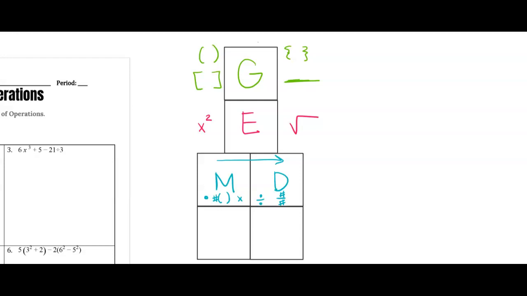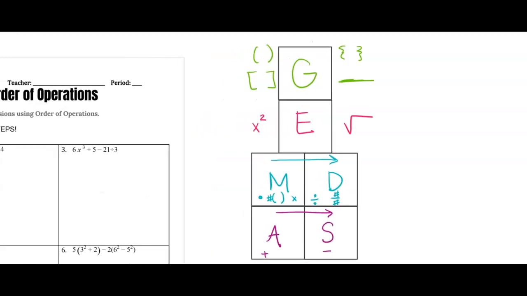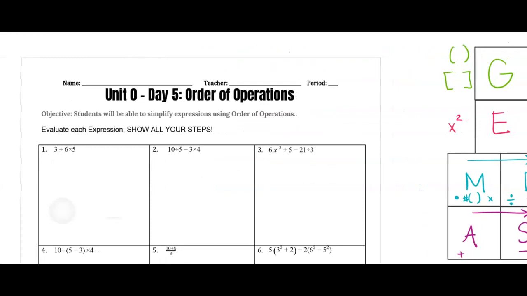And then finally, the last piece is adding and subtracting, which also go from left to right, and then you have your plus or your minus. So it's important that you remember that those bottom two could happen in different orders. It might go adding, subtracting, but subtracting, adding. It just depends. So now let's scooch over and let's look at number 1.